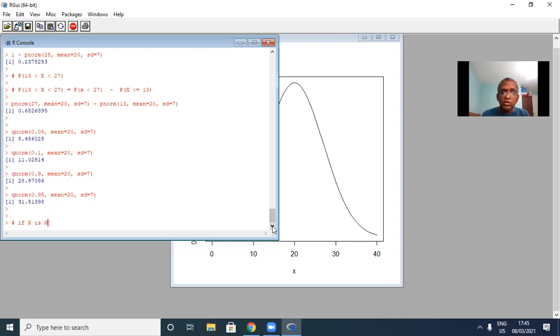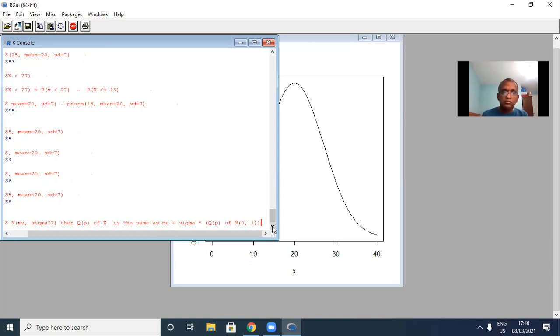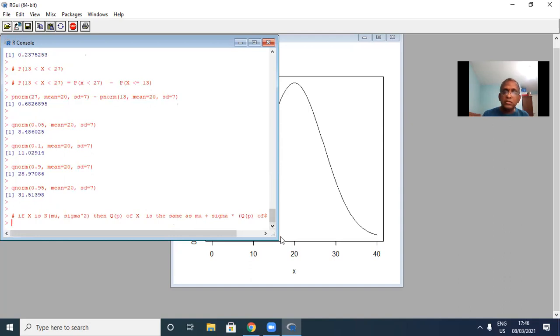If X is normal with mean equal to mu and variance sigma squared, then the quantile function Q of p of X is the same as mu plus sigma times the Q of p of the standard normal distribution. Do you know this result, guys?